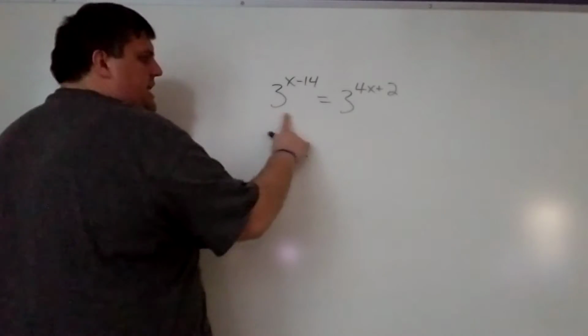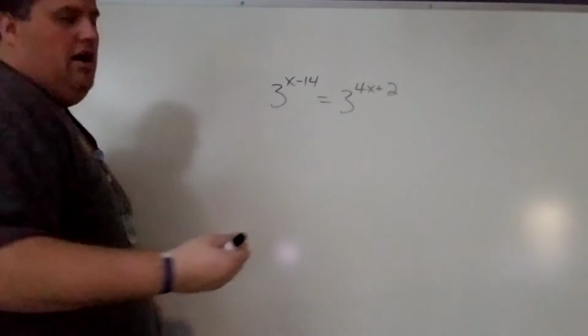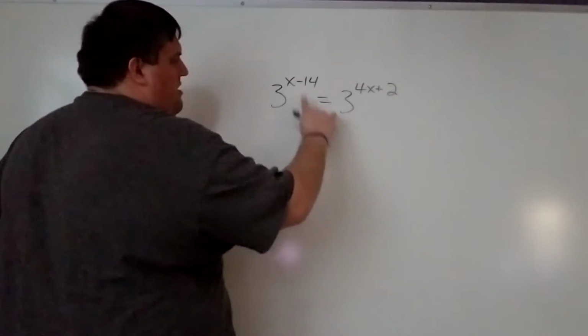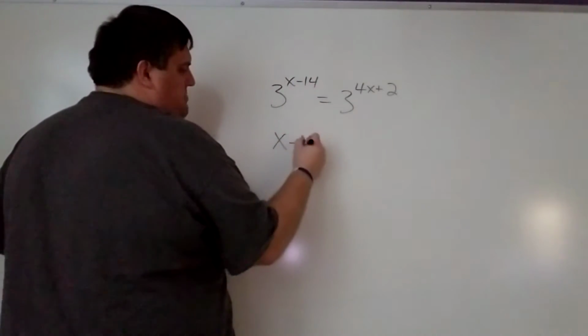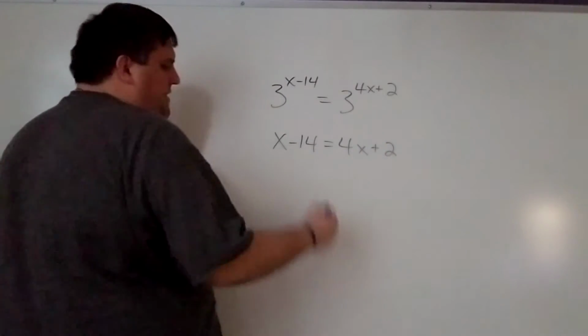So remember, our key here is that we want to get these bases to be the same number. In this case, they already are, which is really nice for us. As soon as the bases are the same, we know the exponents also have to be the same. So we can set x minus 14 equal to 4x plus 2. And then I can just solve from there.